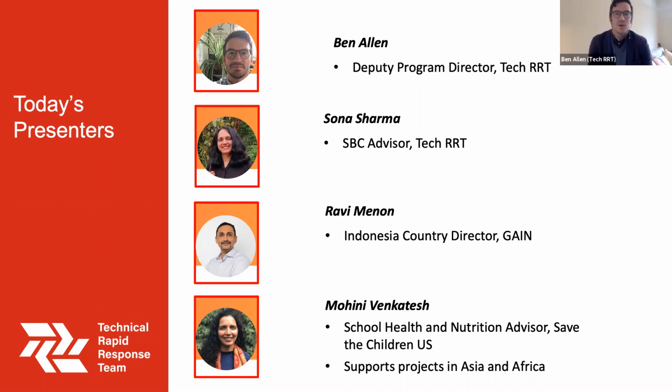Great. And we have Ravi. Hi, everyone. My name is Ravi Menon. I'm the Indonesia Country Director for the Global Alliance for Improved Nutrition, or GAIN. Great. Thanks, Ravi. Very pleased to have you here. And Mohini? Hello, everyone. I'm Mohini Venkatesh, and I'm an advisor on school health and nutrition at Save the Children US, and I support projects in Asia and Africa and work globally as well. Pleased to be here on this webinar. Great. We're very happy to have you all.